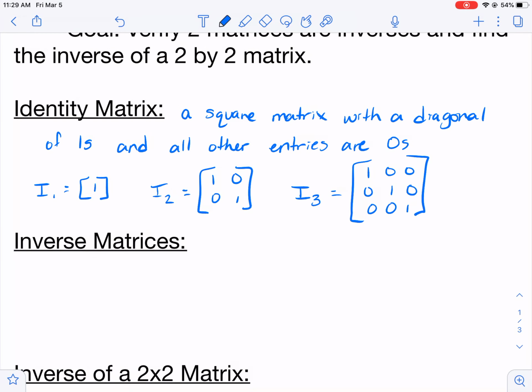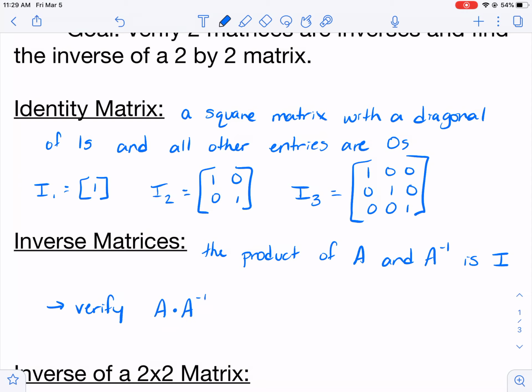Okay, so basically the definition of an inverse is that the product of matrix A and A inverse is the identity matrix. So we have this whole multiplication process for A and A inverse, and we get out the identity matrix. If that happens, they're inverses of each other. So if we ever wanted to verify that two matrices are inverses of each other, we would multiply A times A inverse. We should get out the identity matrix. And we also have to multiply it in the other way.